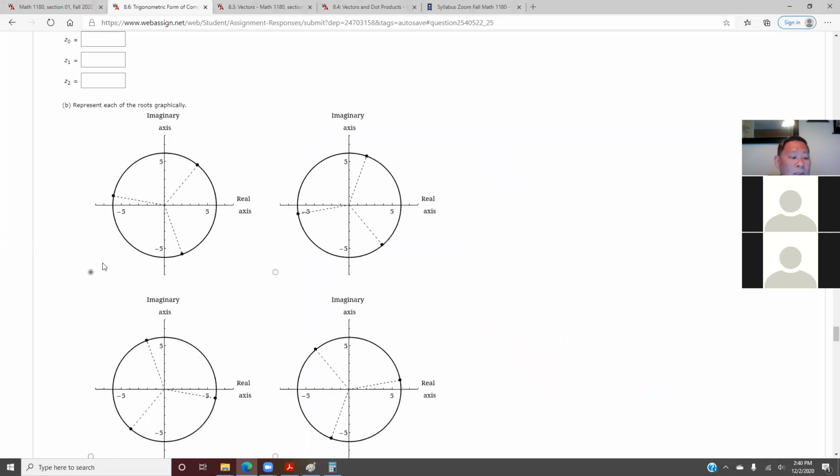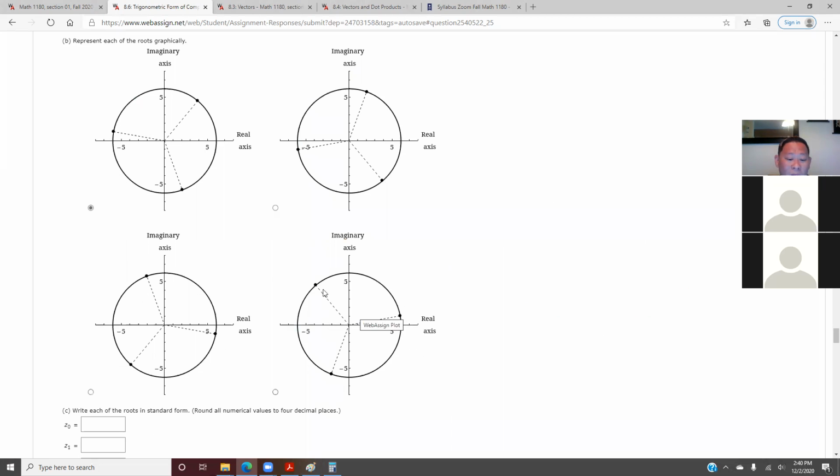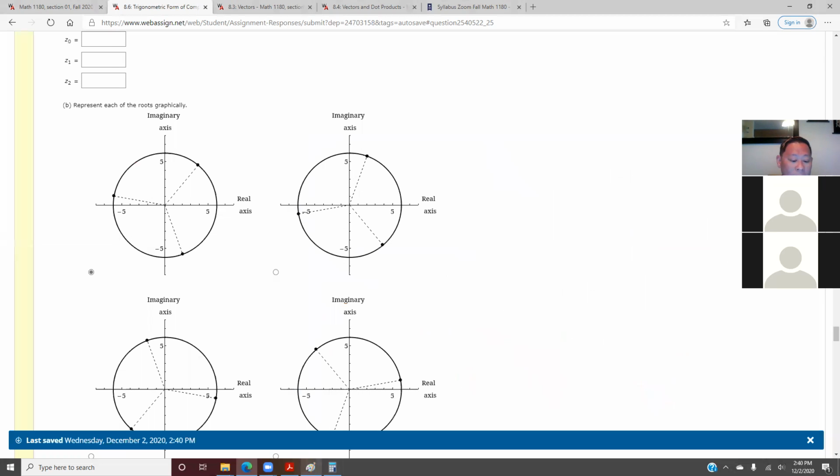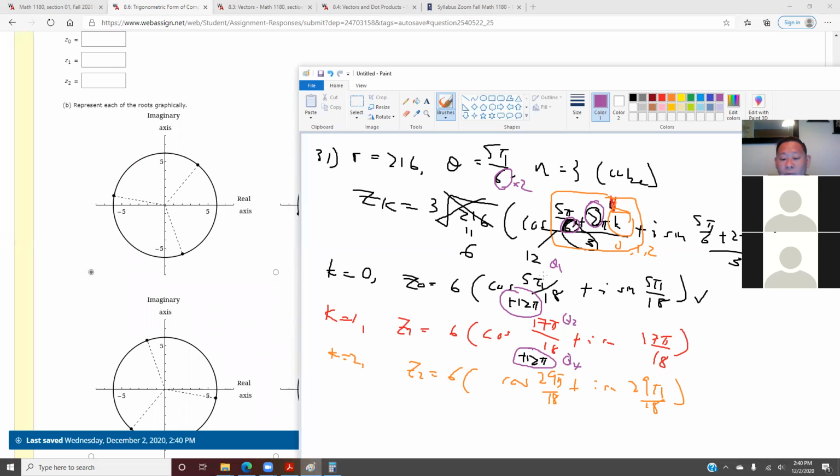So your answer in this case will be this one. This gives you 1, 2, and 4. This one is 1, 3, and 4. 1, 2, and 3. This is the one that gives you 1, 2, and 4. So make sure you know which part it is, and how do you determine it: 5 pi over 18 is quadrant 1, 17 pi over 18 is quadrant 2, and 29 pi over 18 is quadrant 4.